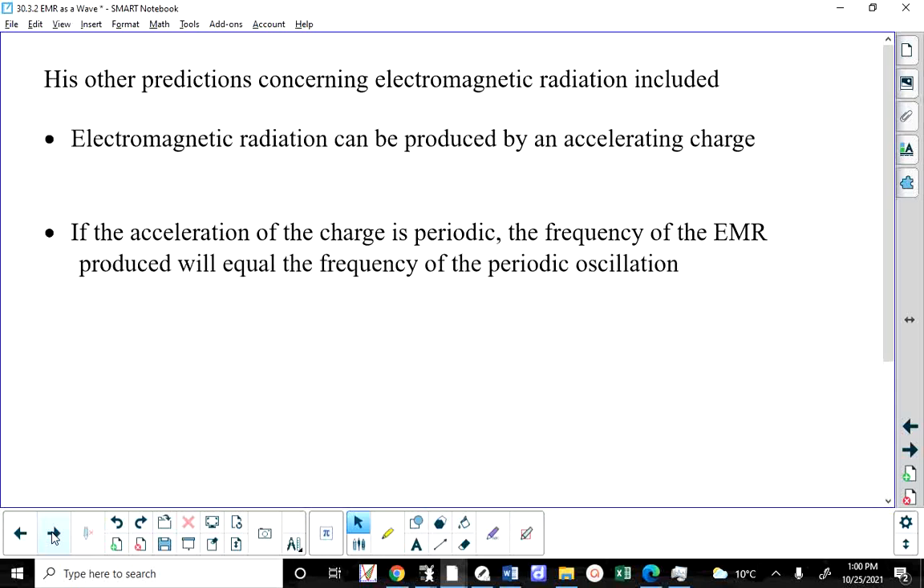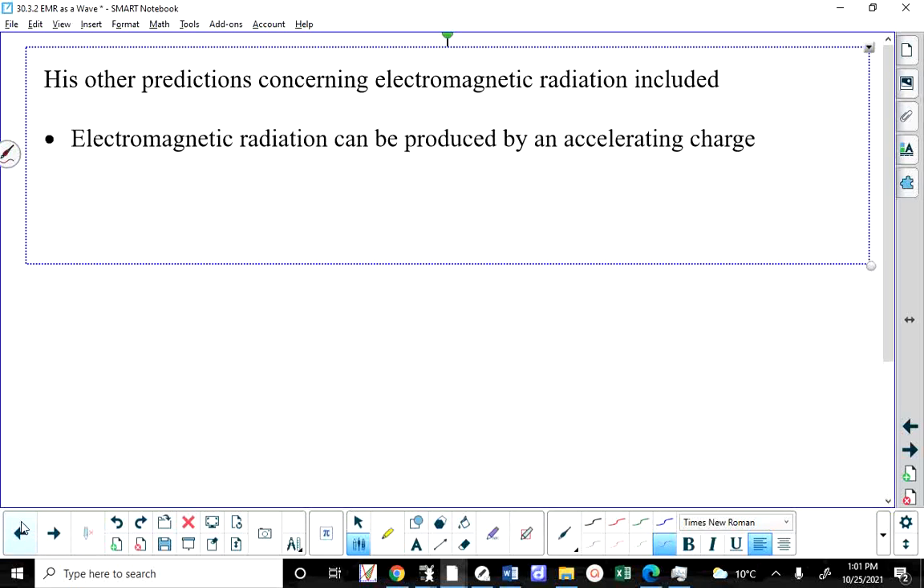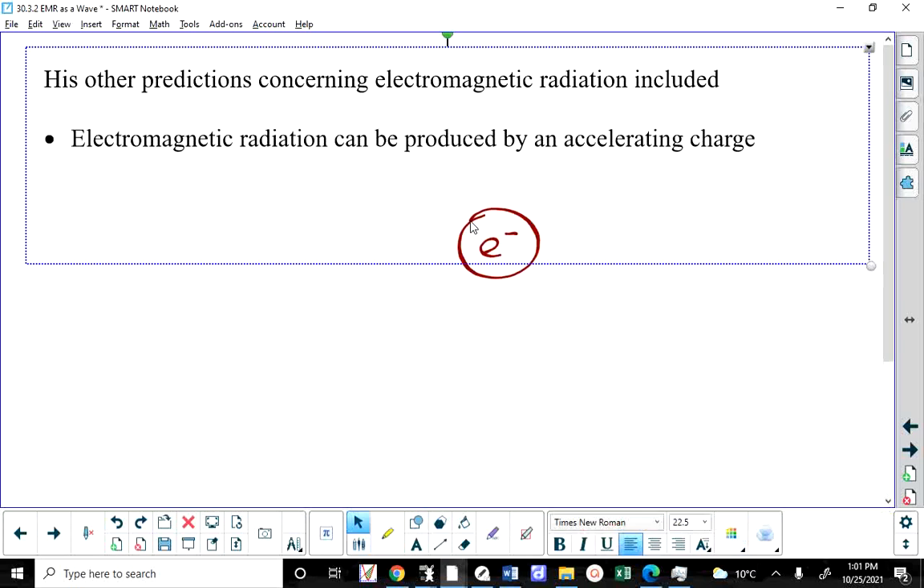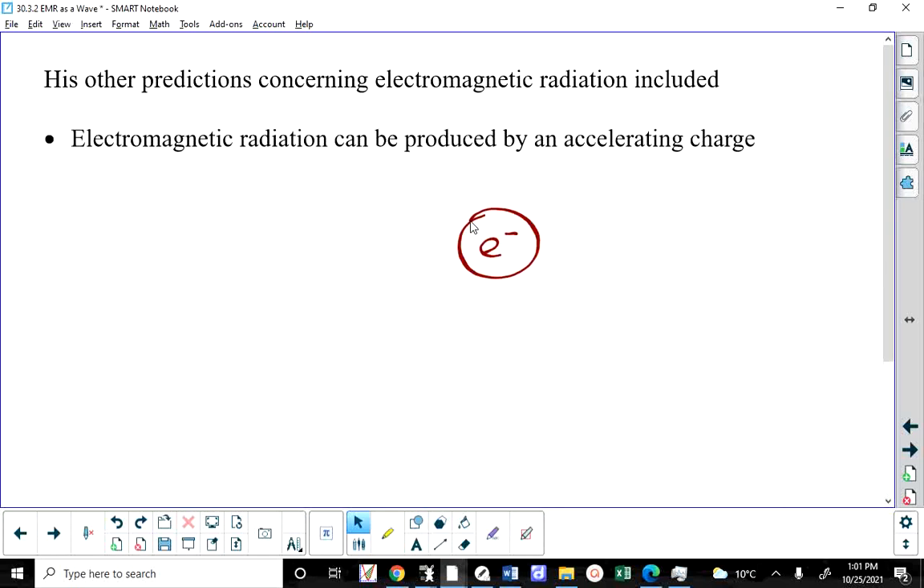Electromagnetic radiation will always be produced when there is an accelerating charge. So now you have to add this to a running list of things you know about fields. If you had, let's say, an electron sitting in space, then there is a gravitational field because it has mass. There is an electric field because it has charge.